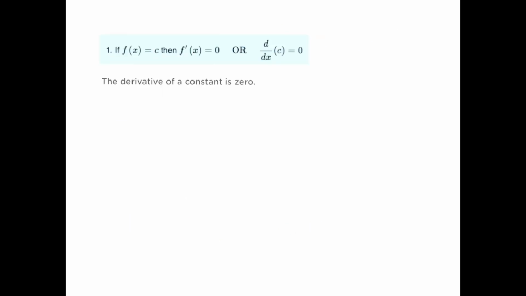The first rule in differentiation is that the derivative of a constant is 0. If we have a function that is just a whole number or any number, without any variable, then if we differentiate that, the answer is going to be equal to 0. So here is an example of a function.